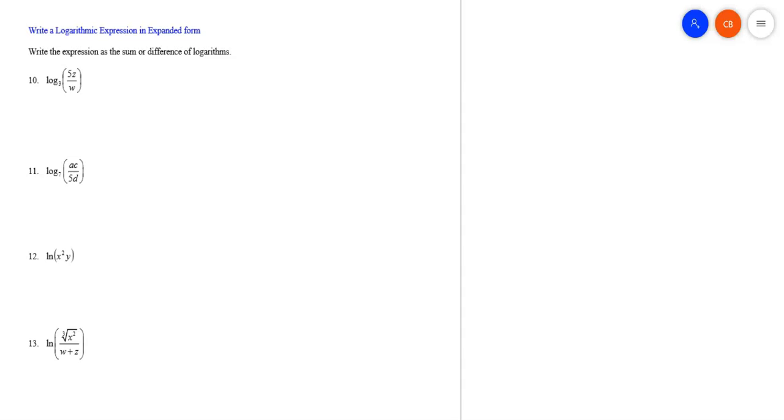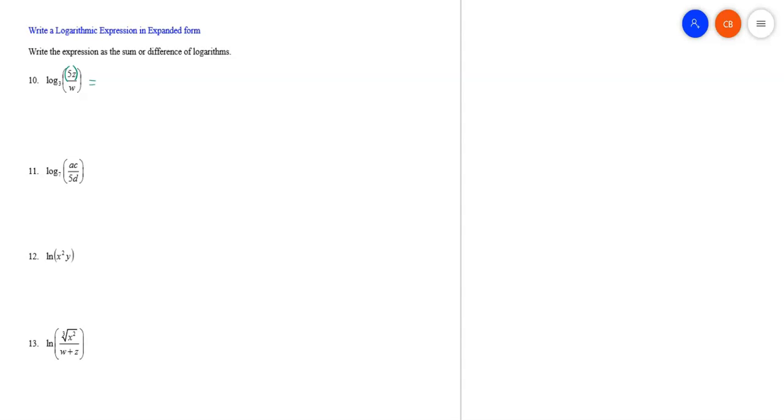We're going to use the product property and the quotient property, which, if you can remember, are very closely related. But sometimes we have to use both of them in the same problem. We'll see something like this where both the product and the quotient property are coming into play. For example, in number 10, we have the log base 3 of 5z divided by w. Notice this 5z, I'm going to put parentheses around it because this whole thing is in the numerator, and that's what's being divided by w.